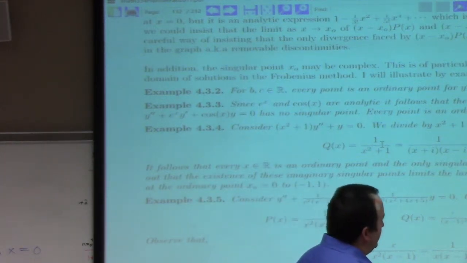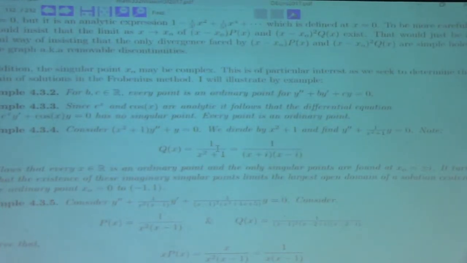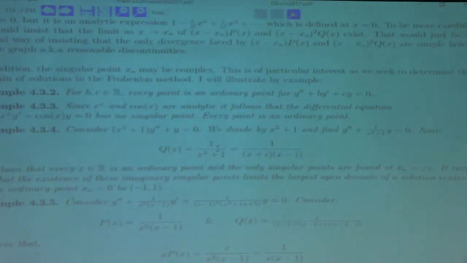Then I've got y'' + 1/(x² + 1) y = 0. Now, you might think that 1/(x² + 1) is everywhere analytic, but you'd be wrong. I mean, that's the thing. We have to understand 1/(x² + 1) in terms of its complex factoring. We have to look at singularities in the complex plane.